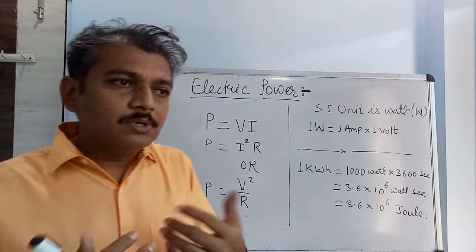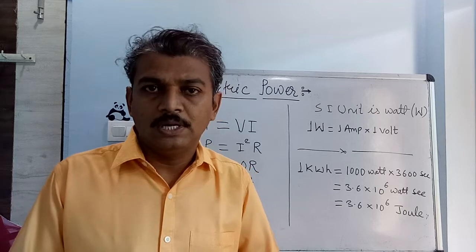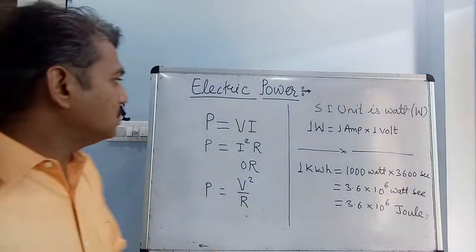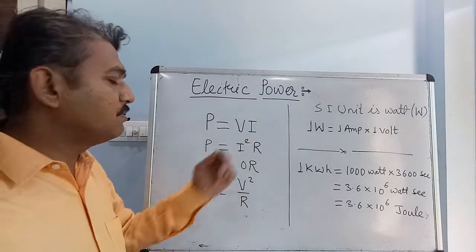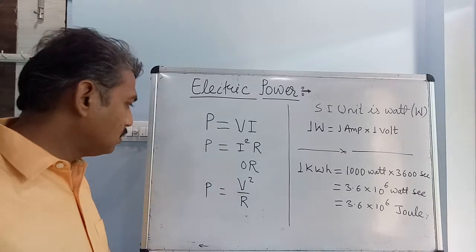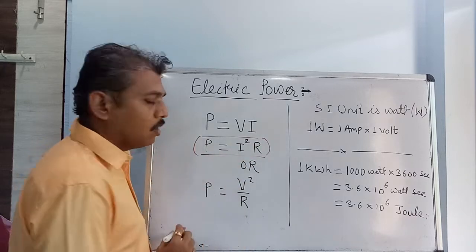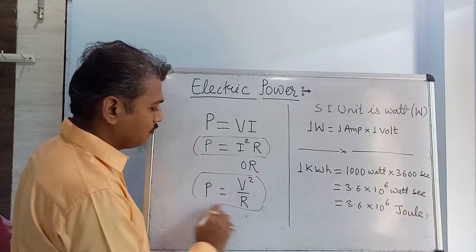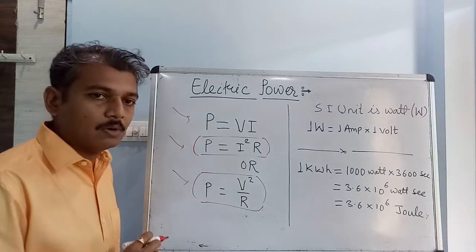Rate of doing work means in the work done, energy is consumed. It means the consumption of energy here is electric power. So consumption of energy in the form of power is V into I, potential difference into current. And now here we apply Ohm's law. So this becomes P is equal to I square R. This is the first formula for electric power. Or if you apply in the form of I, you will get P is equal to V square upon R. So these are the three formulas of power.